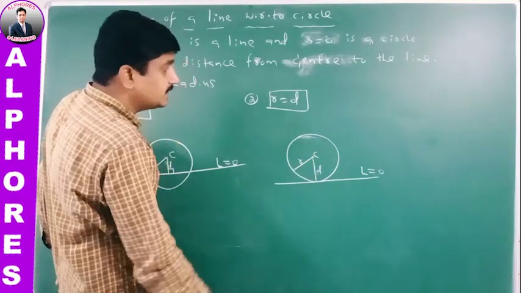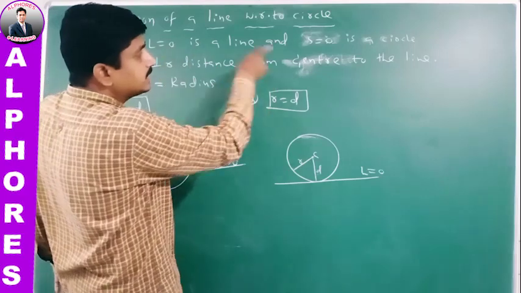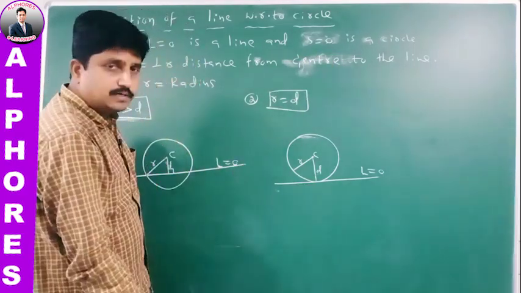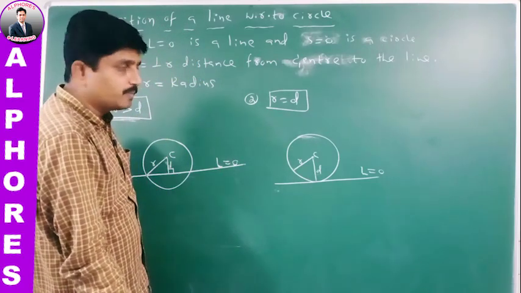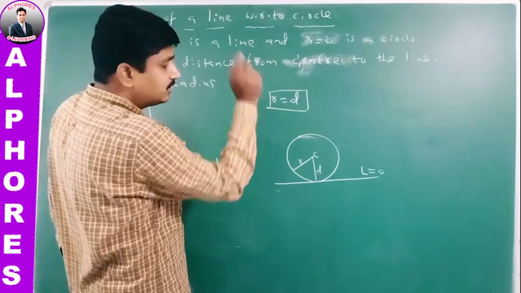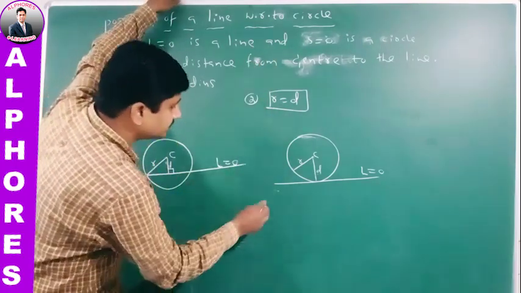In this case, the given line L equal to 0 touches the circle. It means L equal to 0 becomes a tangent of the circle S equal to 0. Here, if r equal to d, then the line L equal to 0 becomes a tangent of the circle. Okay, next.